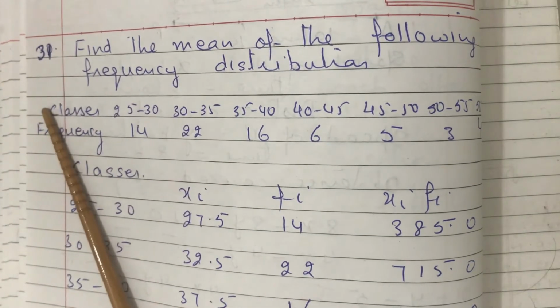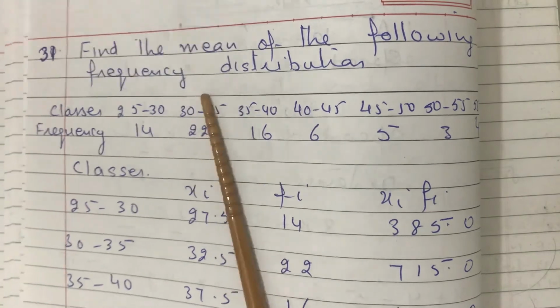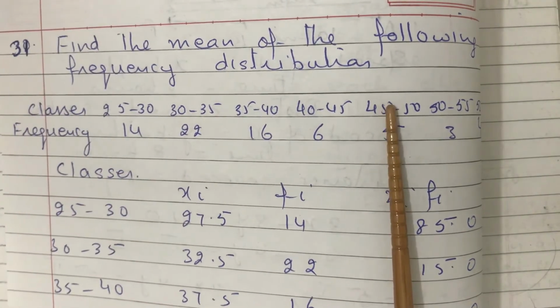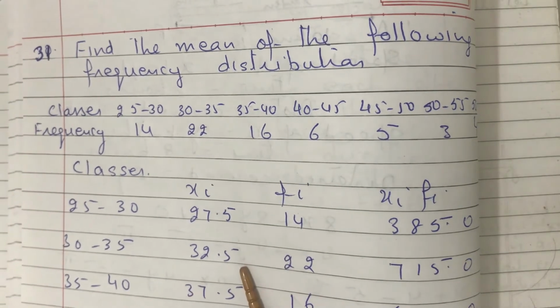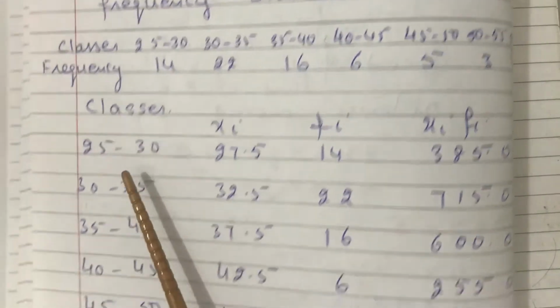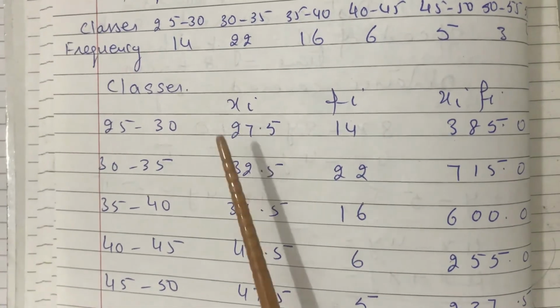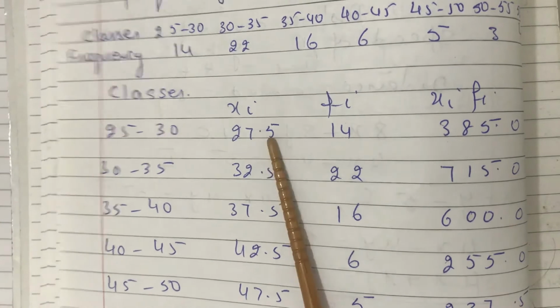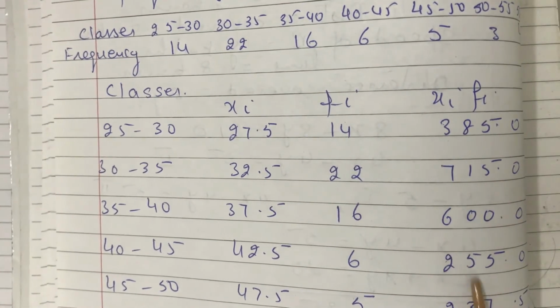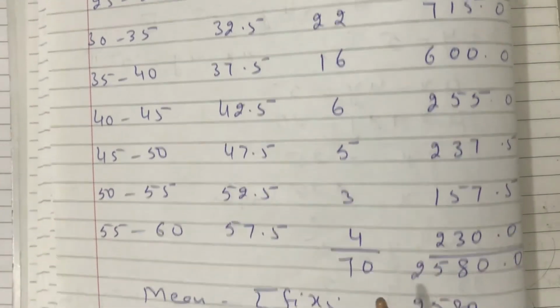Now 31st question is, find the mean of the following frequency distribution. Classes are given to us, frequency are given to us. I have applied direct method. In a direct method, I have written classes here, I have written xi here, fi here, then I have multiplied xi fi, I'll get this and write the formula.